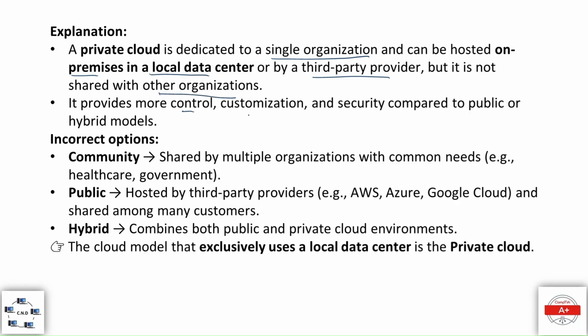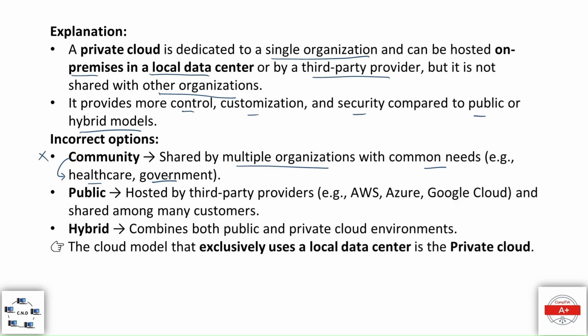It provides more control, customization, and security compared to public or hybrid models. So the incorrect options are: the community cloud is shared by multiple organizations with common needs, for example, healthcare and government. What does this mean? Let's suppose multiple healthcare providers, or you can say hospitals, can create their own cloud and share it, since they share similar interests or requirements. They can create their own cloud which can then be used and shared among multiple health providers, and this type of cloud is known as community cloud.